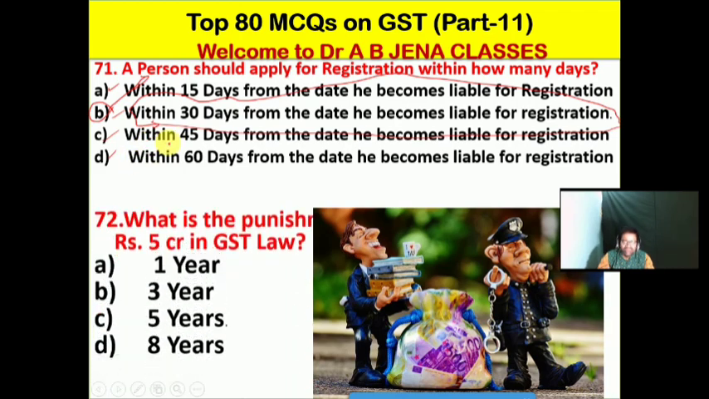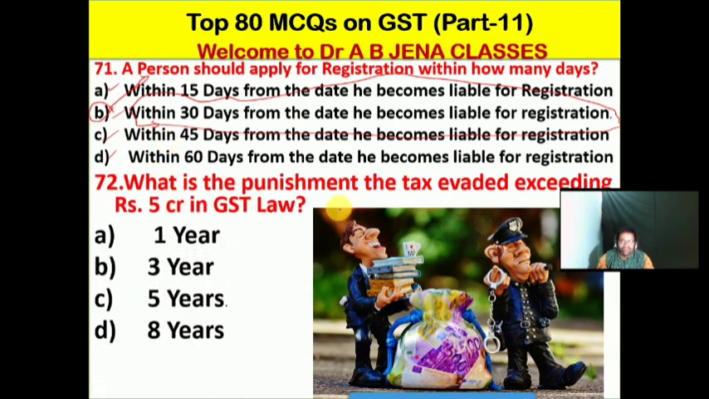So next one we will see: what is the punishment where tax evaded exceeds rupees 5 crore in GST law? Whether A, it's 1 year, B, it's 3 years, C, it's 5 years, D, it's 8 years.